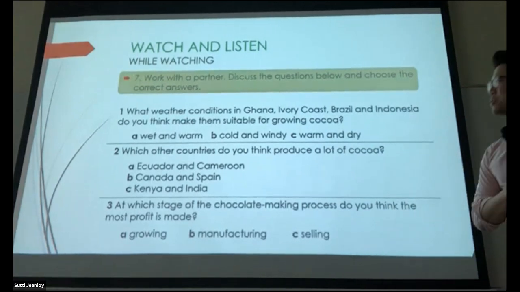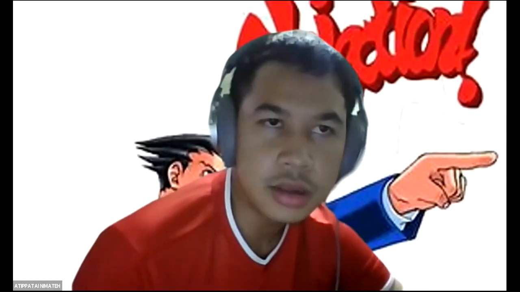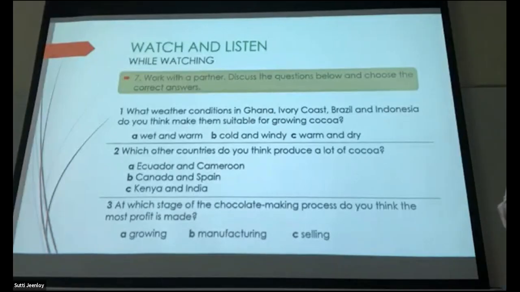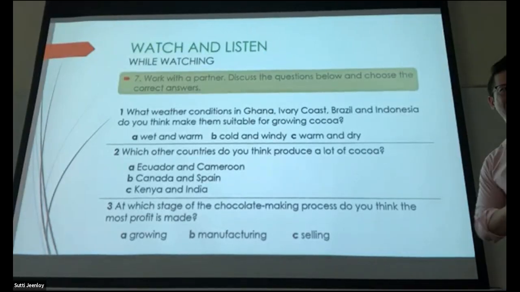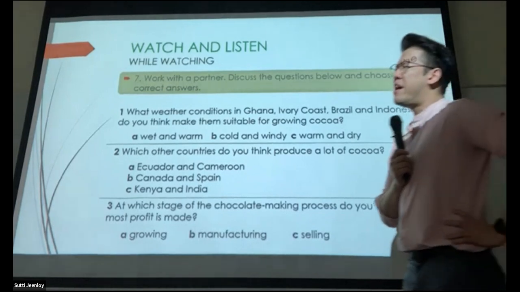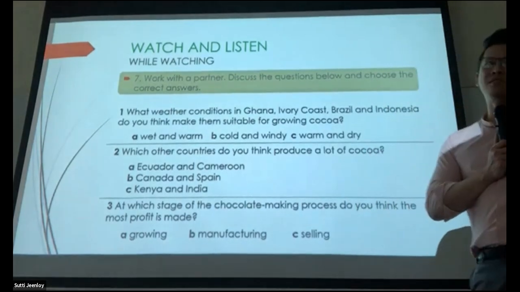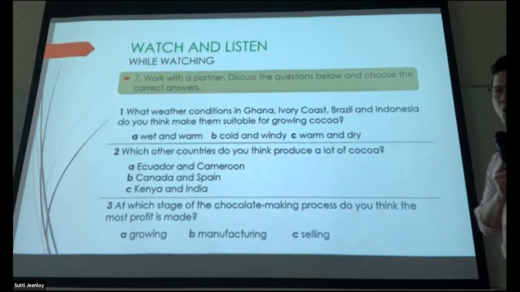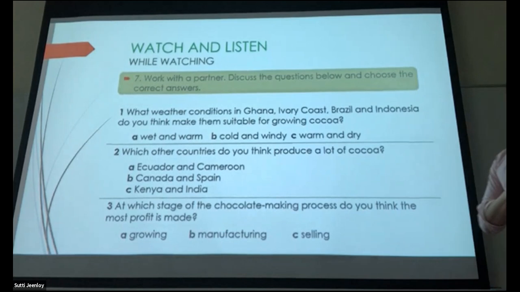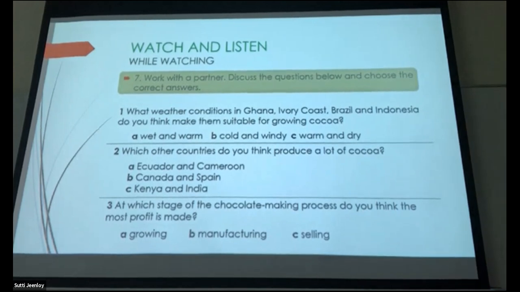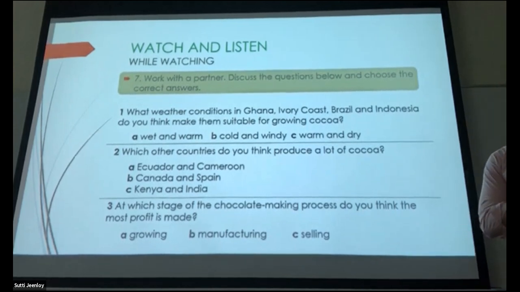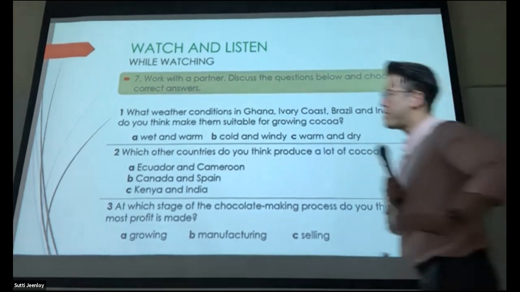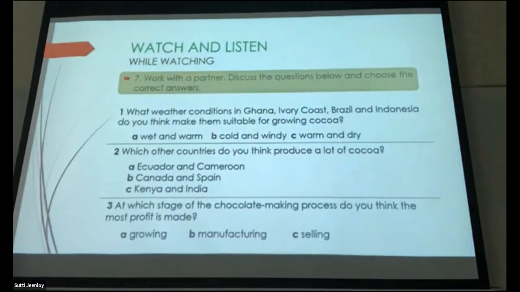Wet and warm, cold and windy, or warm and dry. Wait a minute. Did it say somewhere that it's grown in the rainforest? Near the equator? So, is it going to be dry in the rainforest? Probably not. So, the answer is wet and warm, right?